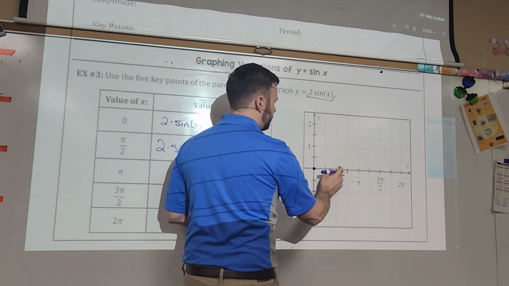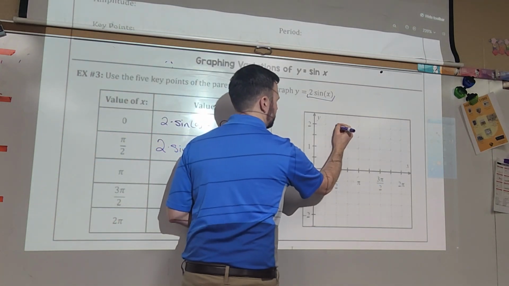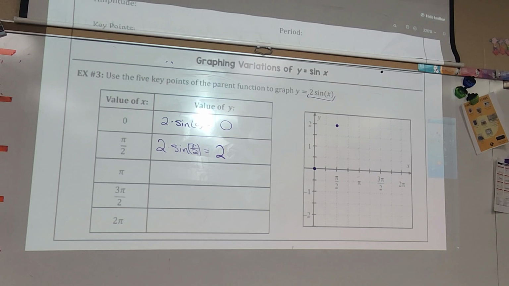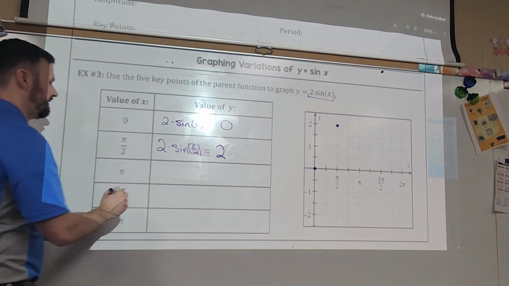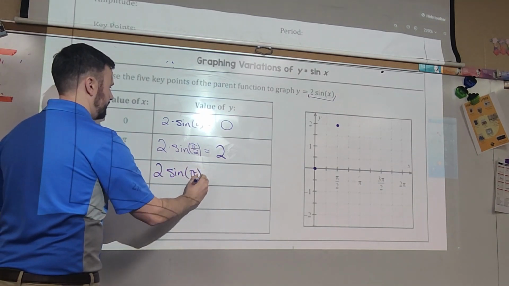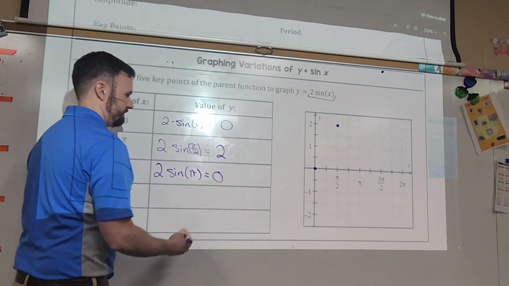So I graph pi over 2, 2. Because what should happen to my amplitude? What should my amplitude be? It should be double. It's 2, double 1. Yeah. All right, so far so good. Next I'm going to do 2 sine of pi. Sine of pi is 0.